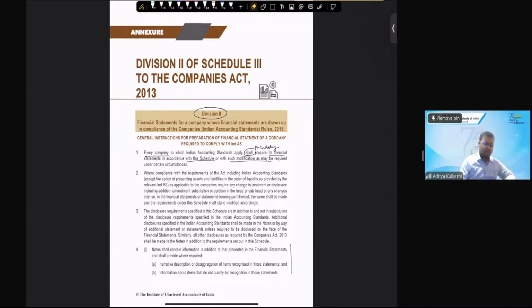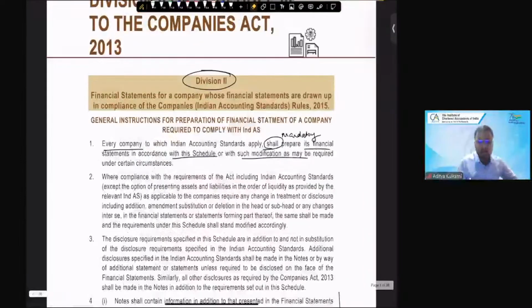Okay. So, Schedule 3 to the Companies Act, have we gone through it before? Or is it the first time that we are reading it? Or is it the first time that we are made aware of it? In your practical experience, have you ever worked with Schedule 3 to the Companies Act?